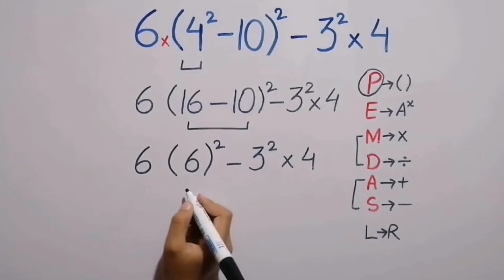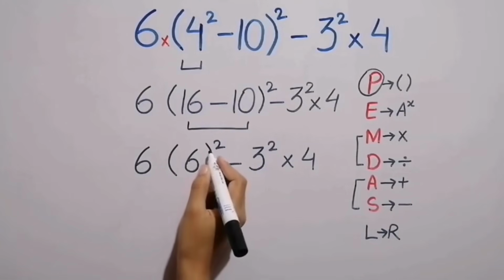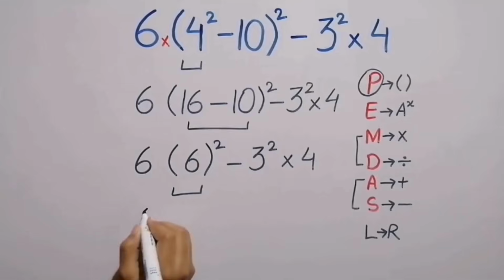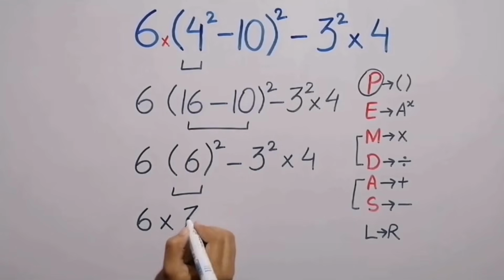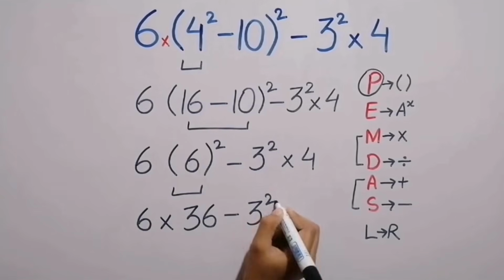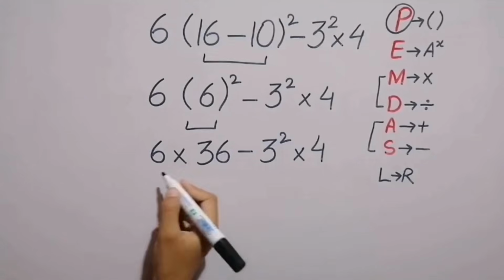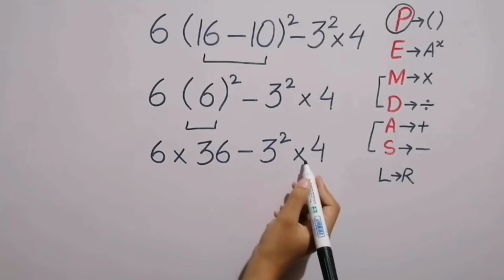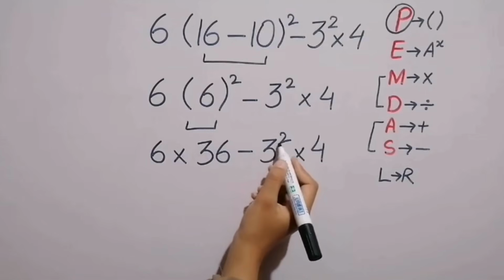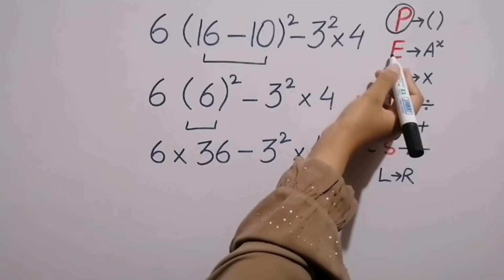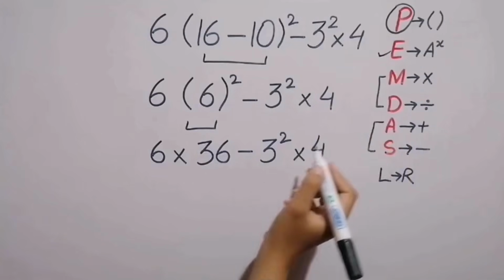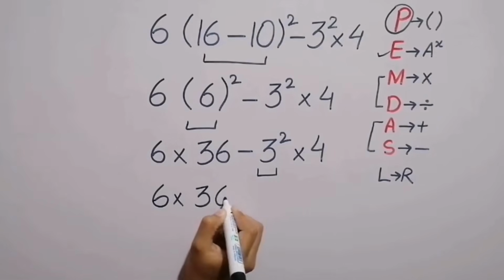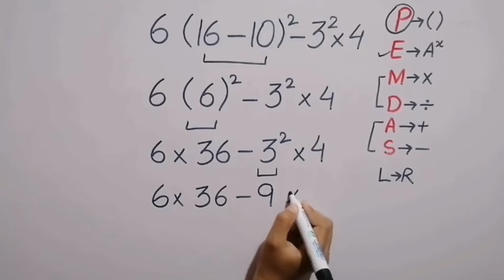Next we have 6, which is inside the parentheses, whole to the power of 2. So first we perform the exponent and rewrite this expression as 6 times (6 times 6 equals 36) minus 3 to the power of 2, then times 4. Now in this expression we have multiplication, subtraction, an exponent, and finally multiplication. So first we perform the exponent because exponent has higher priority than all other operations. Instead of this expression, we write 6 times 36 minus (3 times 3 equals 9), then times 4.